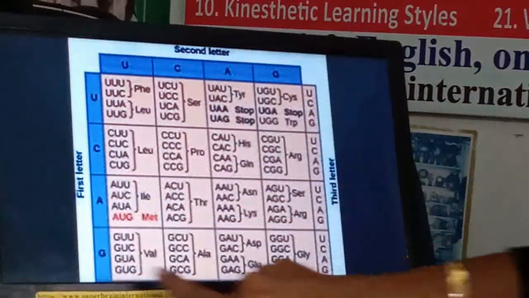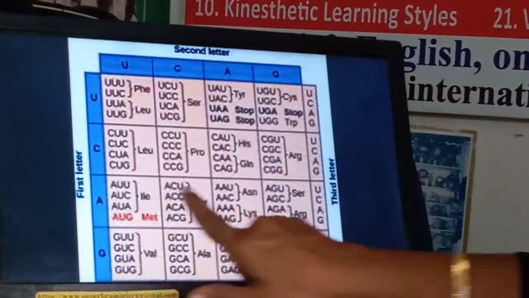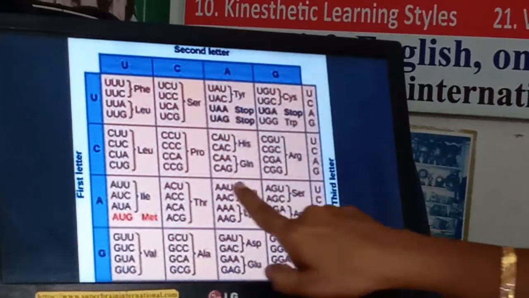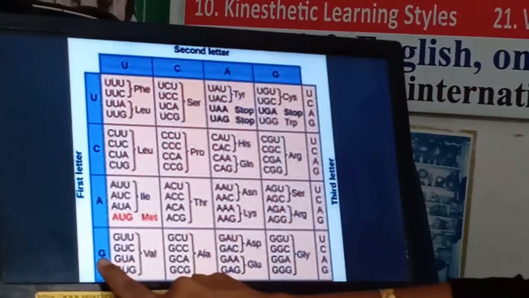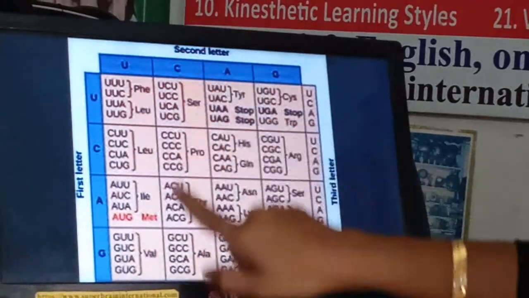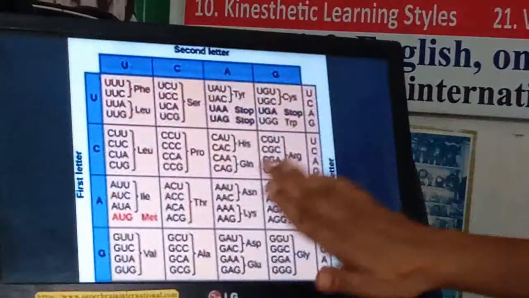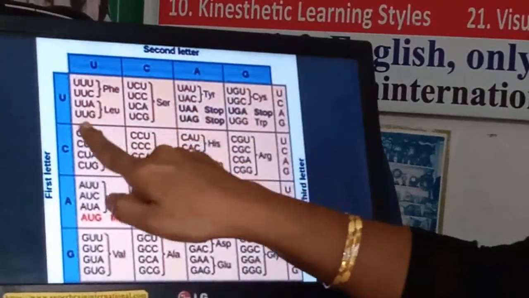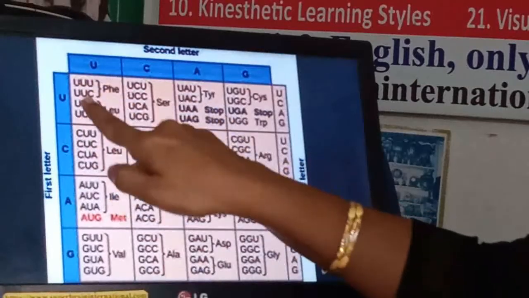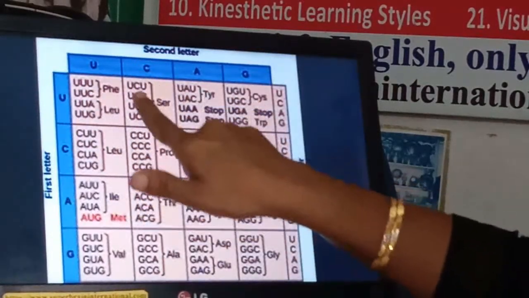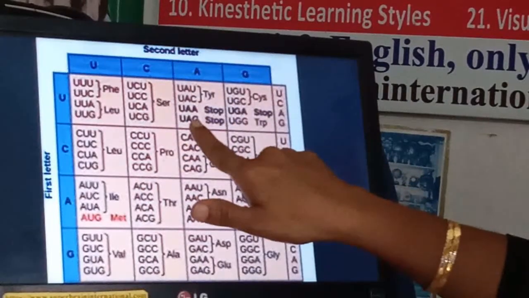Like that you can do anywhere, like this A first, then here also A, and from here U. Like this G, then from here C, and from here U. So in this, if you see, everywhere the first two codons are the same in this box. Then here also the first two are the same. Here also the first two are the same.